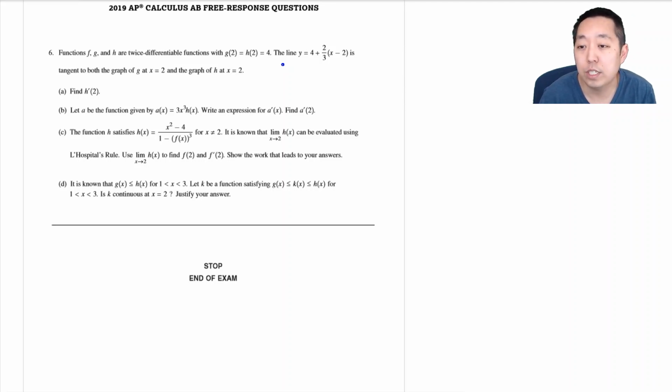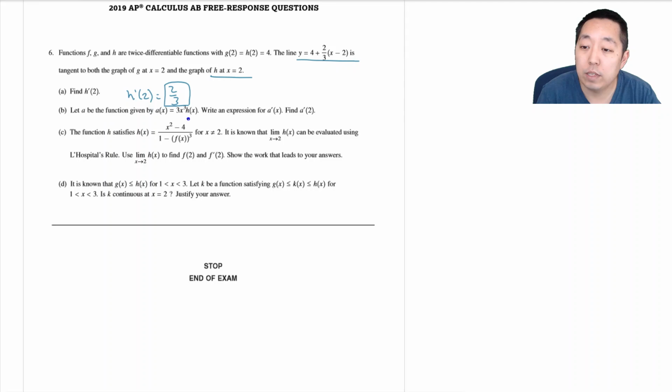So functions f, g, and h are twice differentiable functions, with g of 2 equal to h of 2 equals 4. The line y equals 4 plus 2/3 (x minus 2) is tangent to both the graph of g at x equals 2 and the graph of h at x equals 2. Find h prime of 2. Because this line is tangent to the graph, h prime of 2 is the slope of the tangent line, so this slope is 2/3.